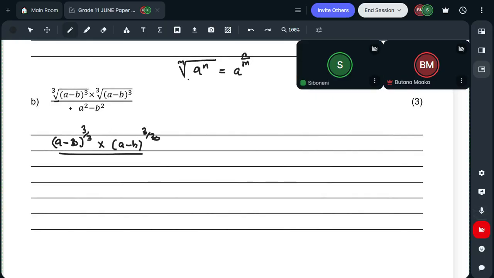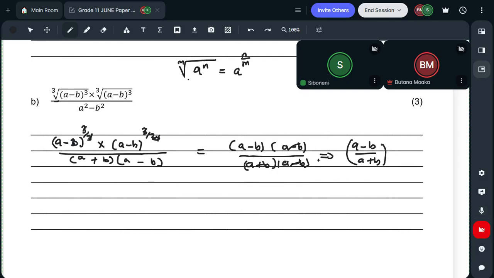Yes. The denominator is the difference of squares. I'll have a plus b and a minus b, one bracket positive, the other one negative. The 3 cancels on top. The top part is just a minus b multiplied by a minus b, everything divided by a plus b into a minus b. So you cancel the like terms. This leaves you with a fraction of a minus b over a plus b. I think this was easy, né? Yes.